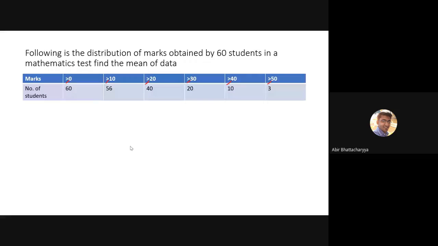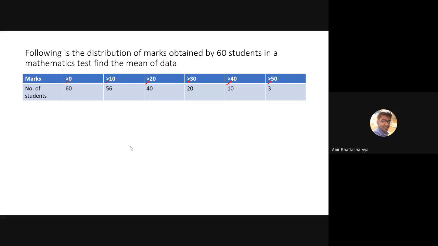Now, what about the next case? Can anyone tell me what we will do in the next case in this scenario? Can anyone tell me how to extract the data sets? Now it is greater than or equal to 0, greater than or equal to 10, greater than or equal to 20, like that. So it will be from 0 to 10.